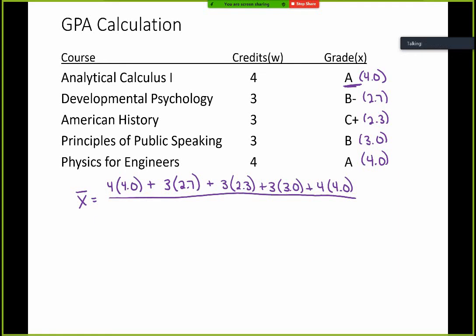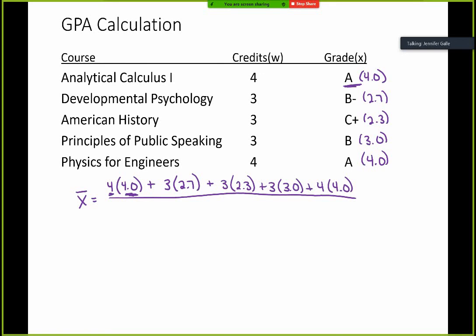Now, I usually get the question, Miss Guy, do we have to put the 4.0 part when we do it in the calculator? You don't have to. I'm putting it up here, though, so you can associate the difference between how many credits and the actual grade piece. So I wanted to make sure I put the 4.0 so you could distinguish between the weight with the credits and the actual grade value. So I have the 4.0 there.